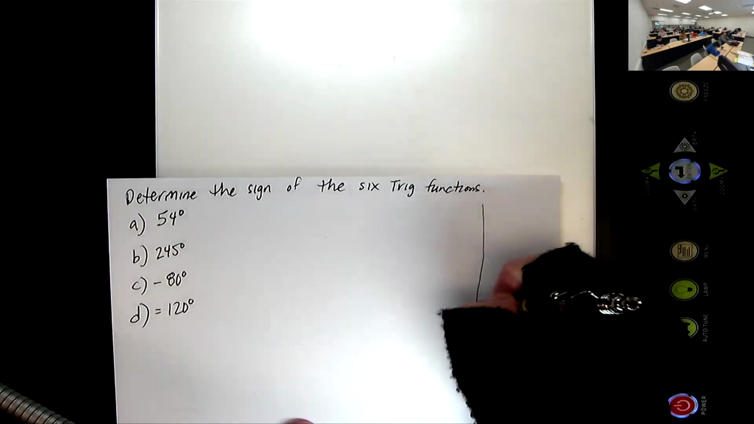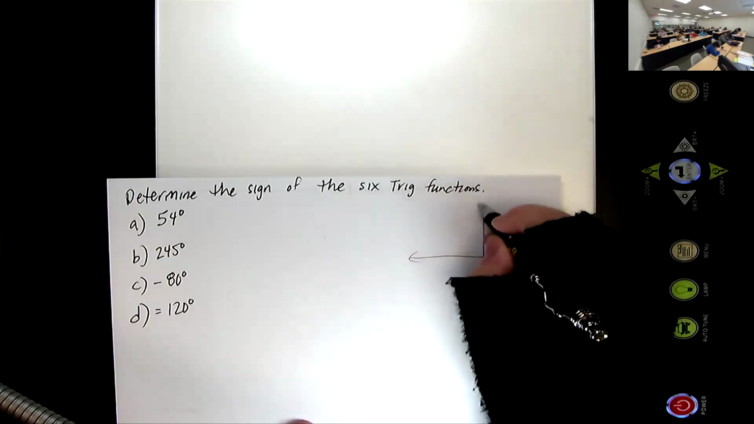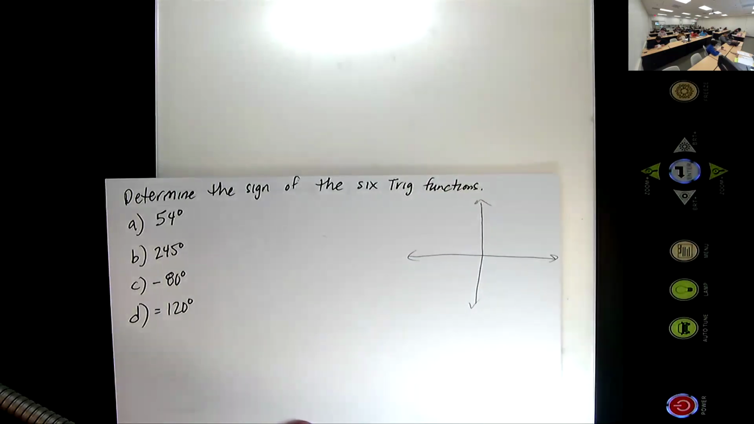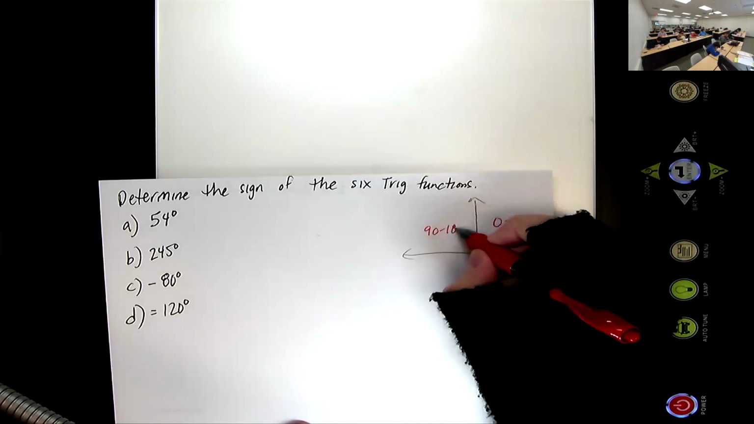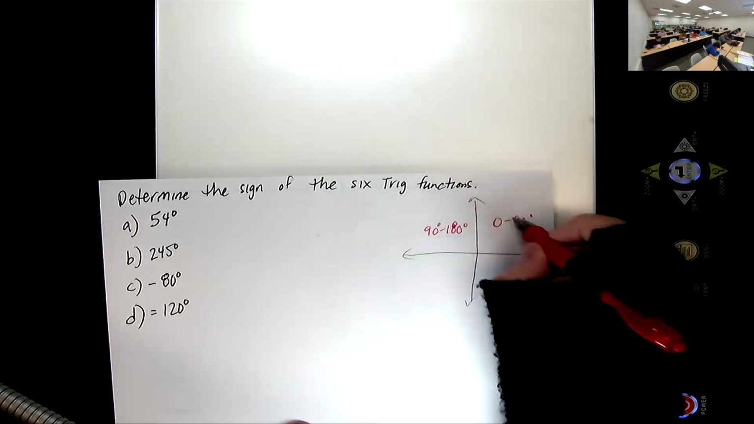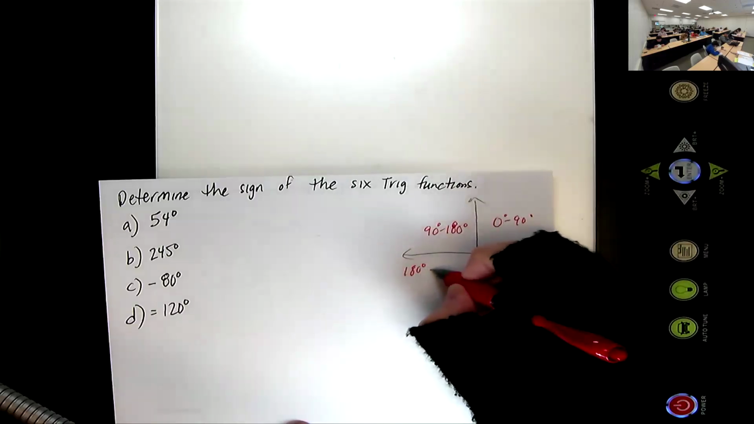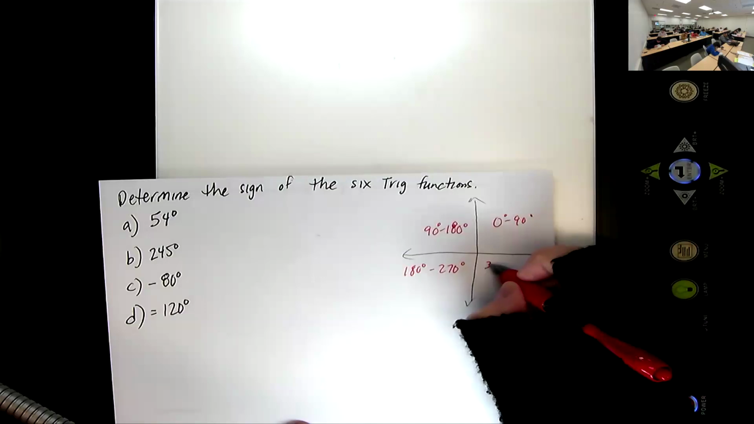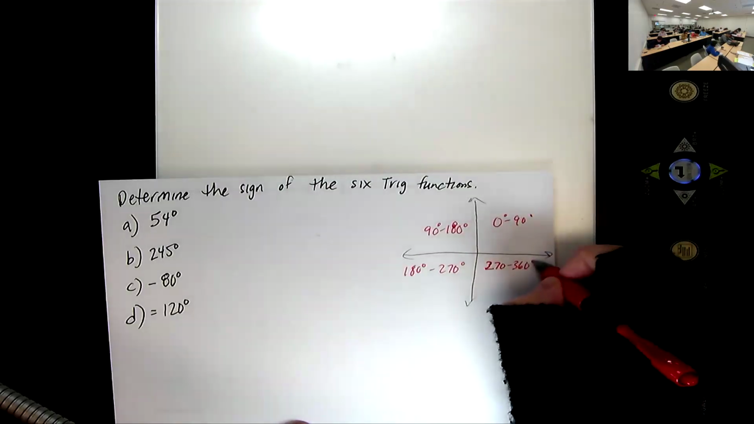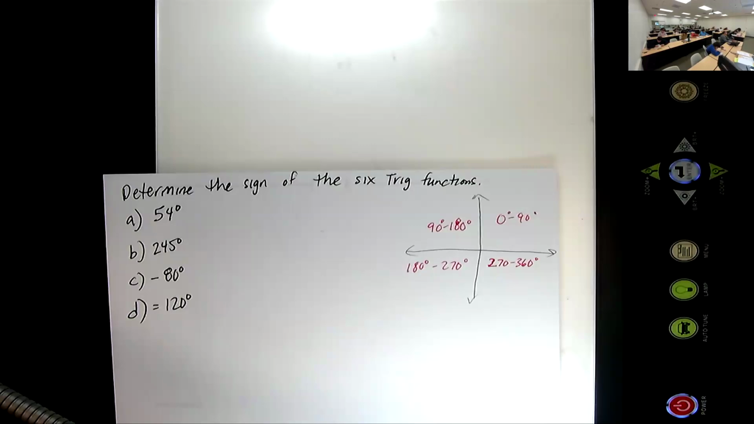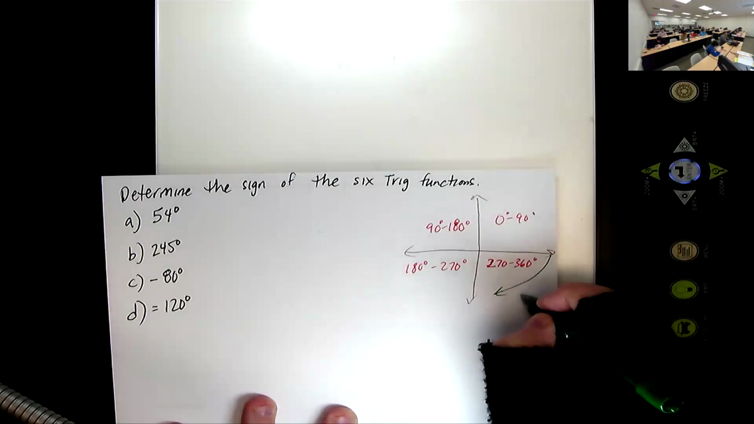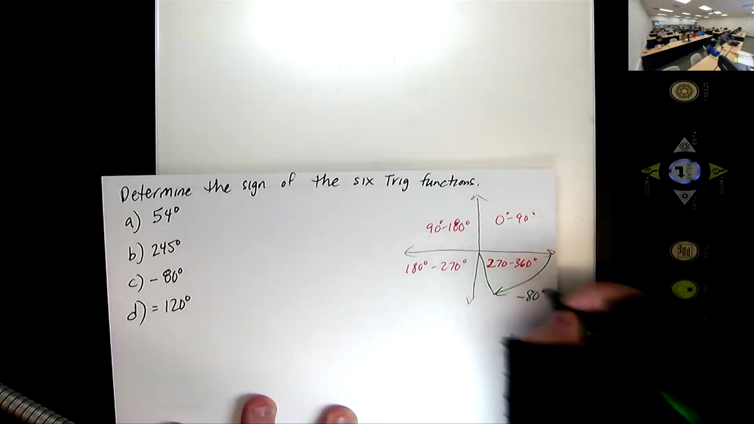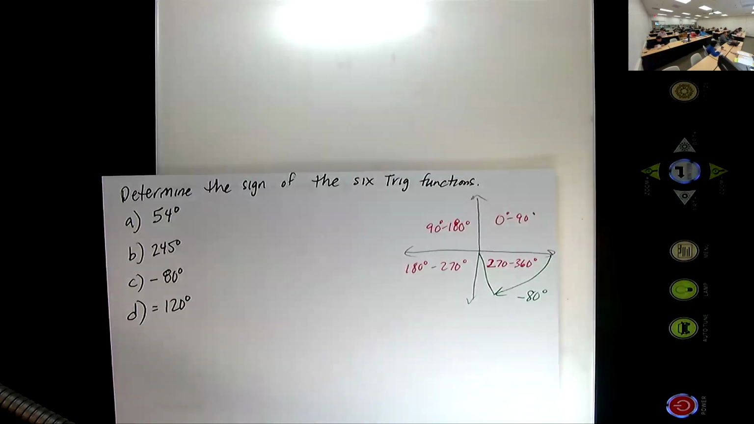It might help to draw yourself a little picture and say what angles are in each one. This is 0 to 90 degrees. This is 90 to 180. You did this last week. Here's 180 to 270. This is 270 to 360. The negative 80 would go the opposite direction. Negative 80 is going to go backwards, like that. So it's kind of like 0 to 90 in that direction.